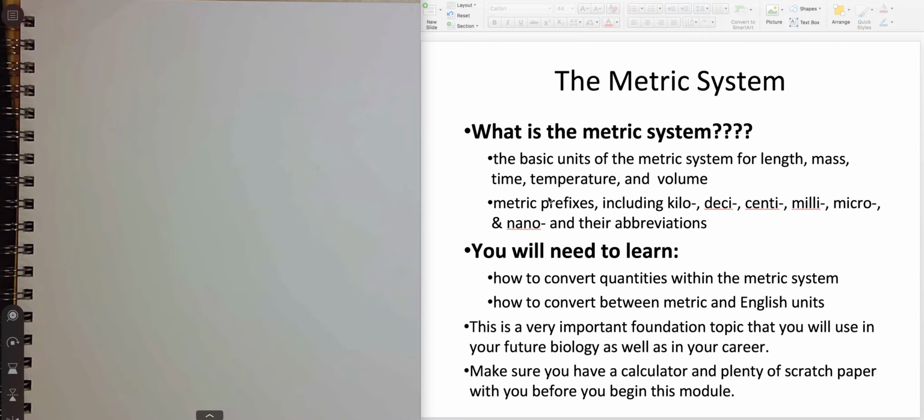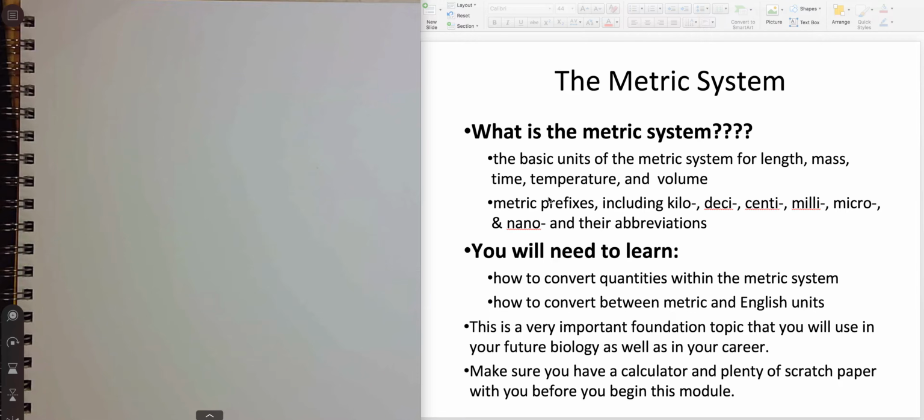Now we can attach a prefix onto these things and change the number value that goes along with it. And that's what's down below, the metric prefixes: kilo, deci, centi, milli, micro, nano. There's a lot of other ones, and we're going to see a table of what's going on in just a minute. As you guys are going through and learning the metric system, you are definitely going to need to be able to convert between different quantities within the metric system itself.